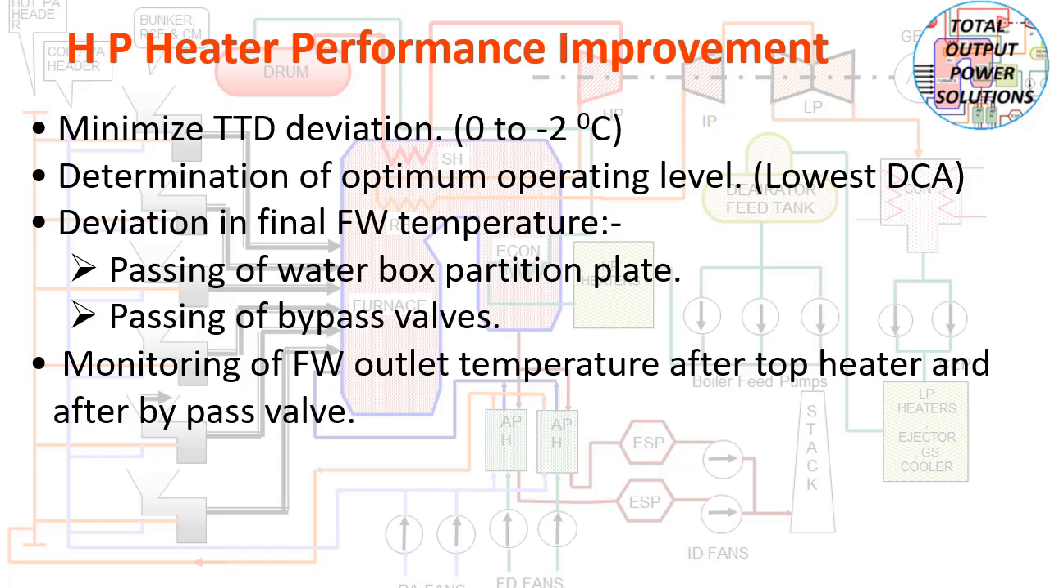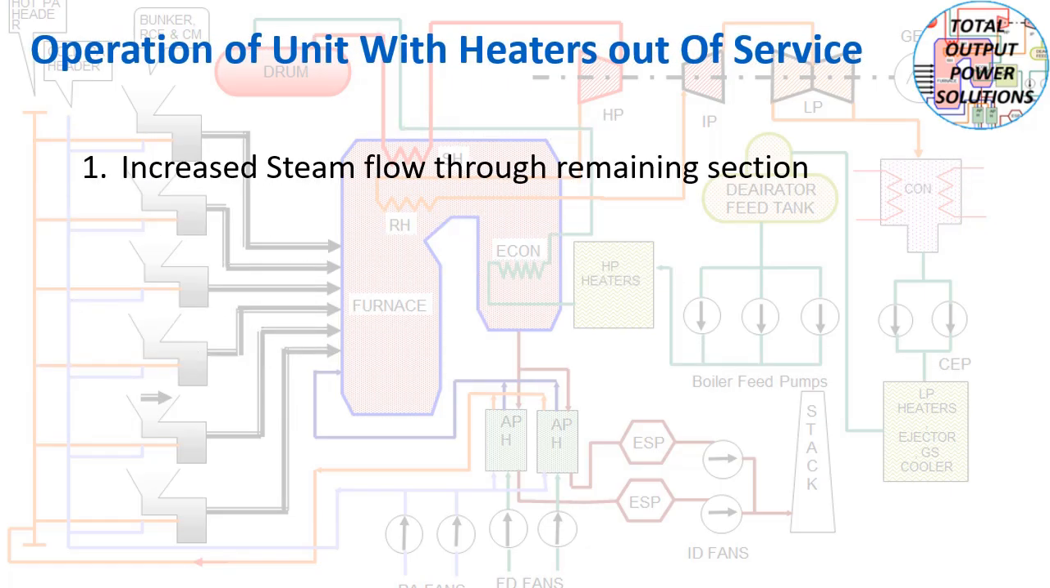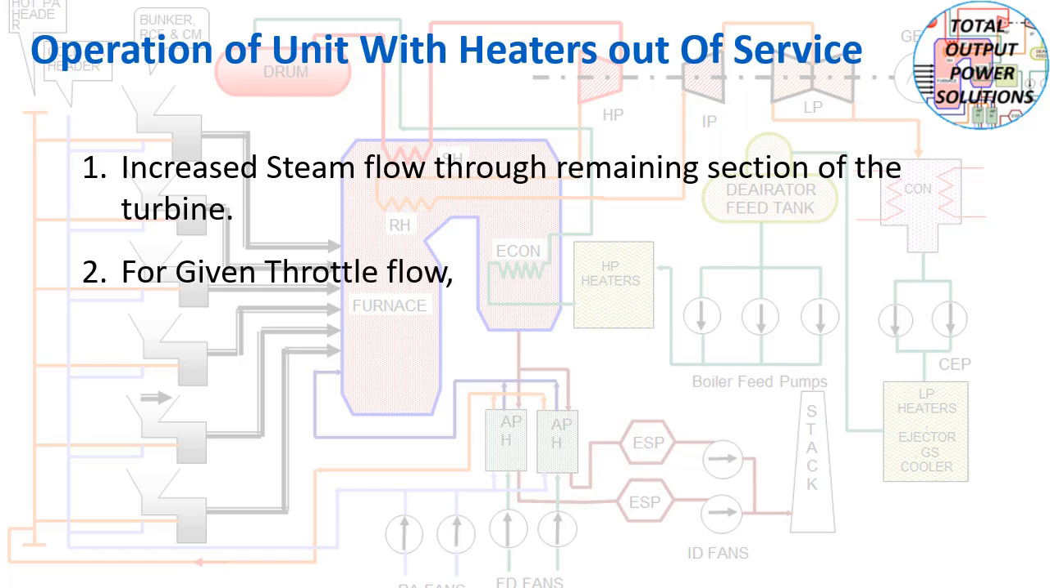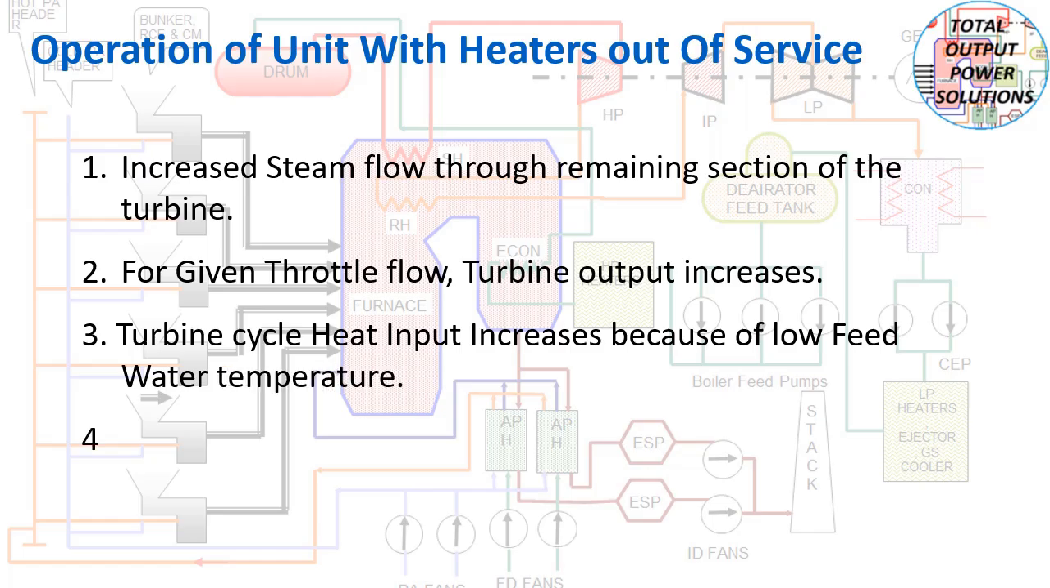The operation of the unit with heaters out of service. If the HP heaters are not in service, then you will have increased steam flow through the remaining section of the turbine. For a given throttle flow, turbine output will increase. The turbine cycle heat input increases because of low feed water temperature, but the turbine and plant heat rate are poorer.